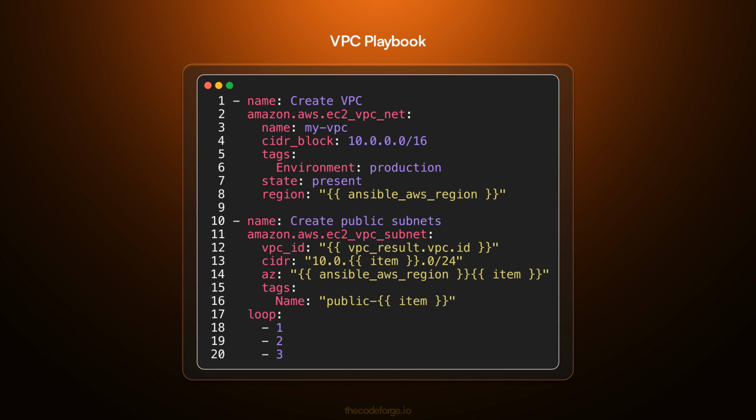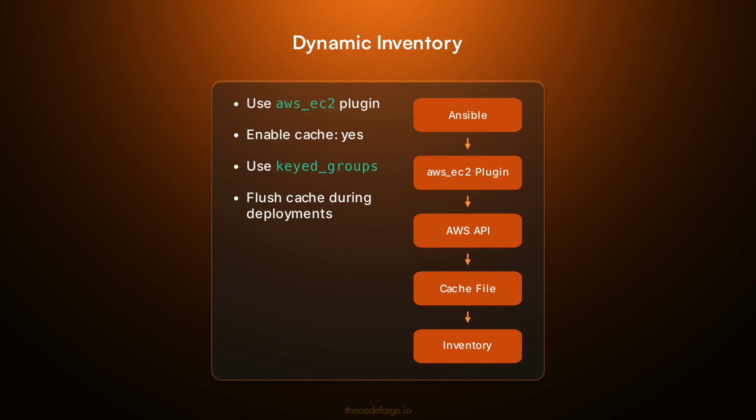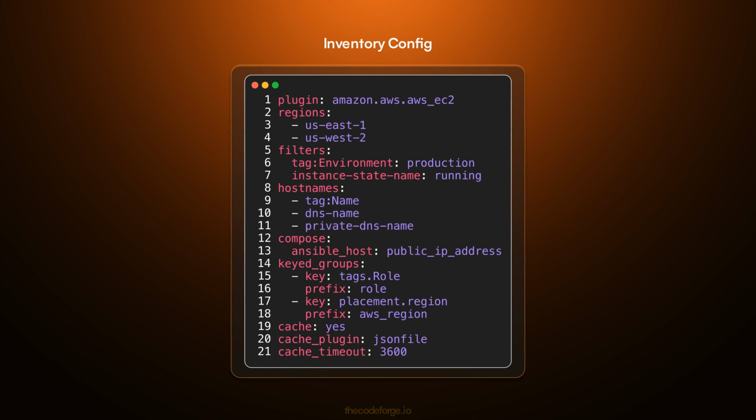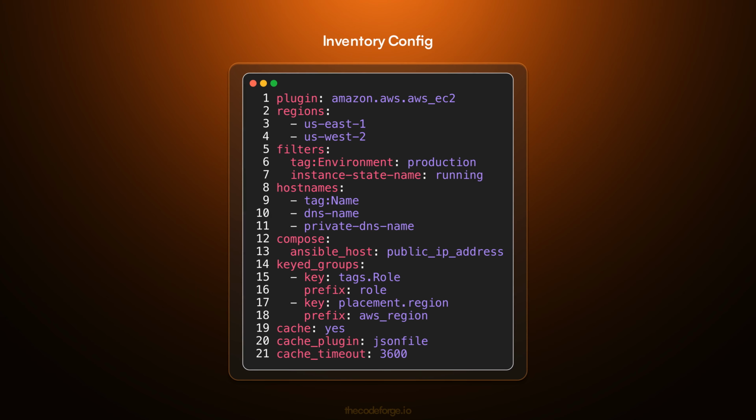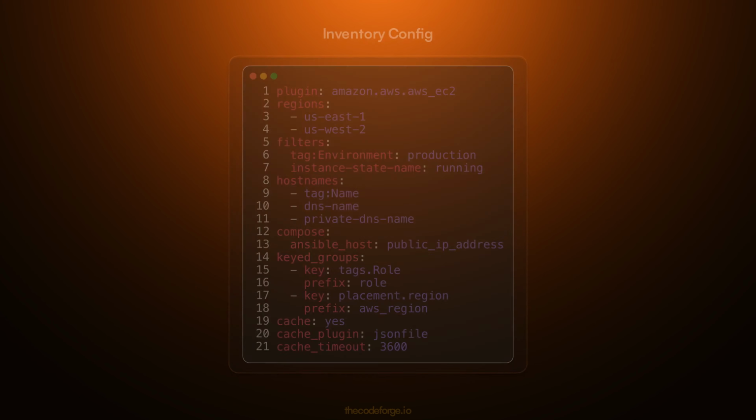The AWS EC2 inventory plugin builds dynamic inventory from Elastic Compute Cloud instances. Enable caching to avoid API rate limits. Use keyed groups to organize by tags. Configure the plugin with filters, hostname preferences, and caching. Use keyed groups to create groups based on role and region.